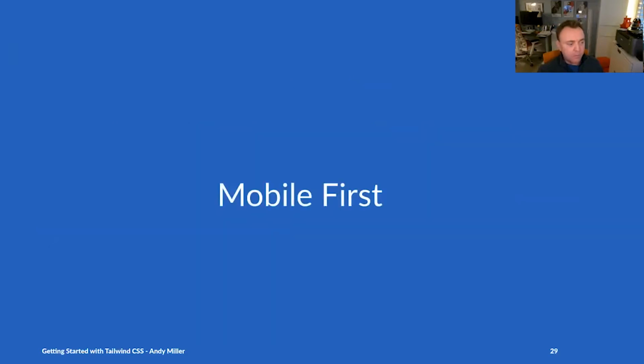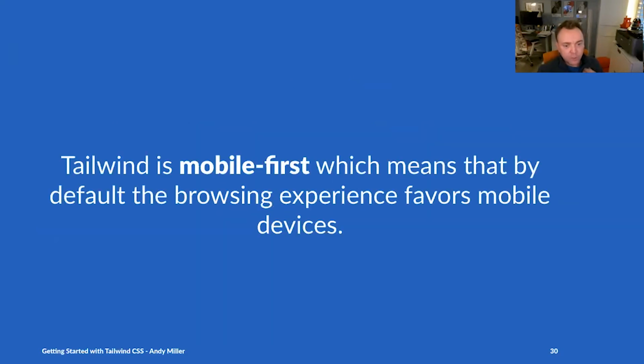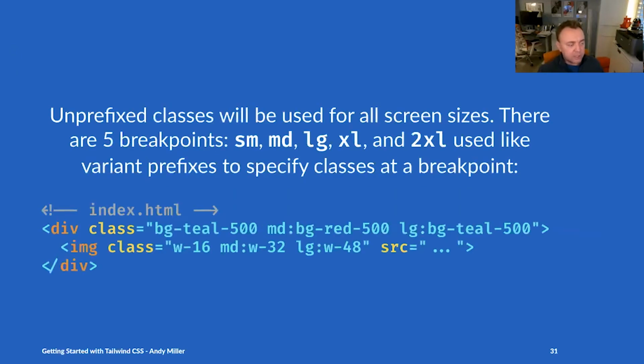So about mobile first. Tailwind is a mobile first framework, like most modern CSS frameworks are now, Bootstrap included. So what that means is that the default is the mobile size, and you can make modifications based on breakpoints for the larger sizes. And in Tailwind, there are 5 default breakpoints: small, medium, large, extra large, and 2XL. And how you use these are shown below.